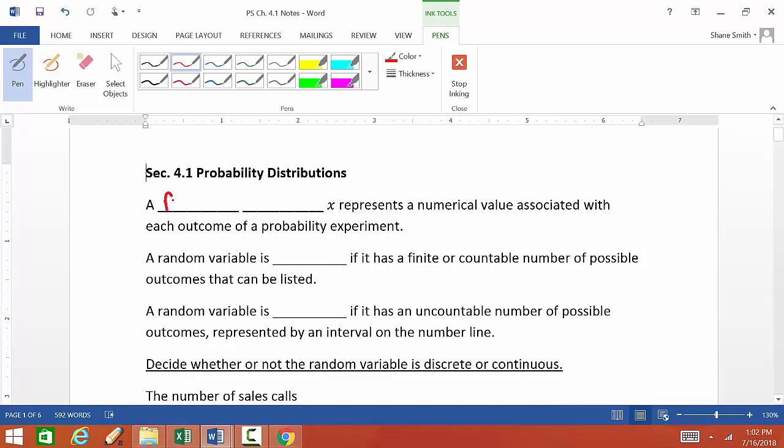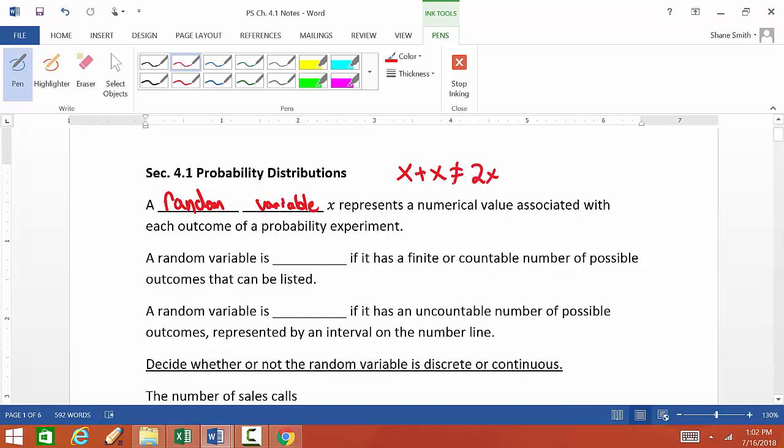The first thing we need to talk about is actually a random variable. A random variable is a variable that represents a numerical value associated with each outcome of a probability experiment. Because a random variable is random, its value is random, and therefore it's not treated like a variable you're used to, like in algebra. For example, properties like x plus x do not equal 2x.